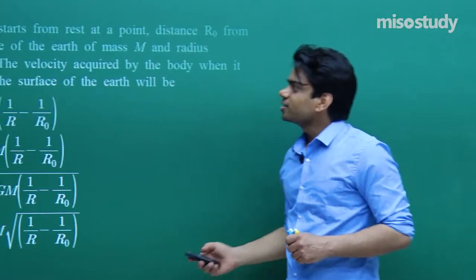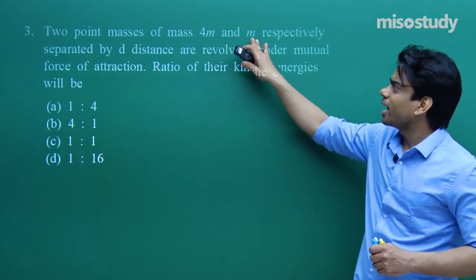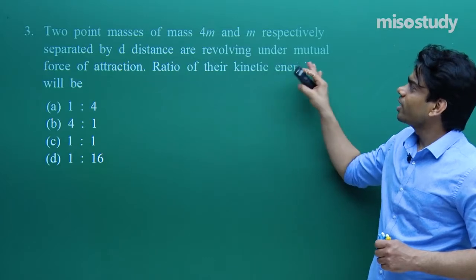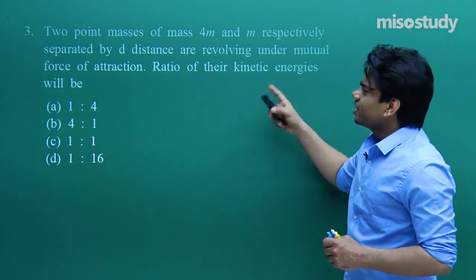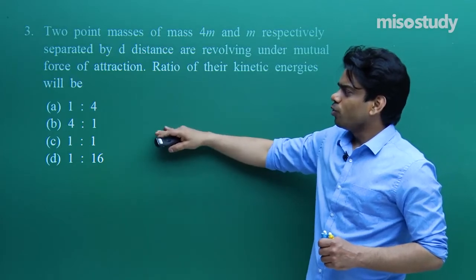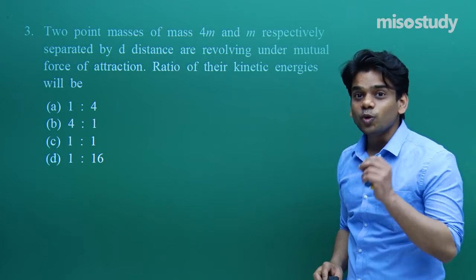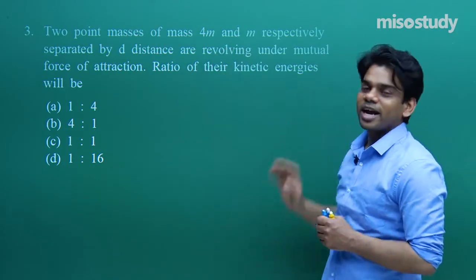Next question of the class. Two point masses of mass 4m and m respectively, separated by distance d, are revolving under mutual force of attraction. Ratio of their kinetic energies will be: A 1:4, B 4:1, C 1:1, D 1:16. So we have two bodies of different masses, given as 4m and m.